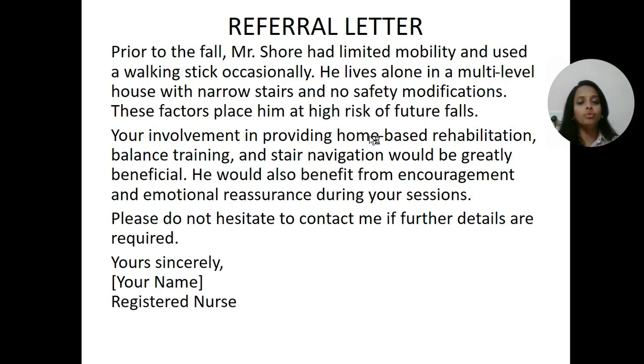Your involvement in providing home based rehabilitation, balance training, and stair navigation would be greatly beneficial. He would also benefit from encouragement and emotional reassurance during your sessions. Please do not hesitate to contact me if further details are required. Yours sincerely, you can write your name, registered nurse.